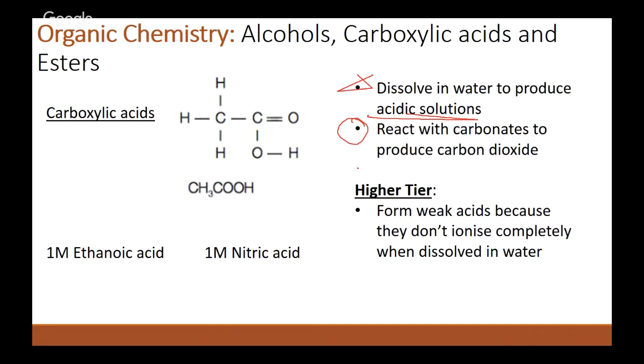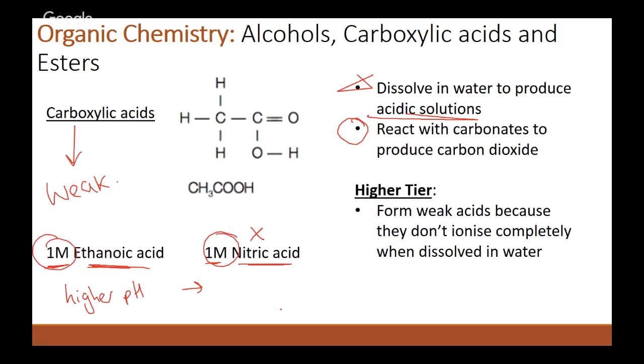One important thing for the higher tier, though, is to understand why carboxylic acids form what we call weak acids. Weak acids mean that if you had a 1 molar ethanoic acid compared to a 1 molar nitric acid, which is not a carboxylic acid, this would form a weaker acid. So if you were to have a look at its pH, this one would have a higher pH, so a weaker acid, than the nitric acid over here, even though they have the same concentration.